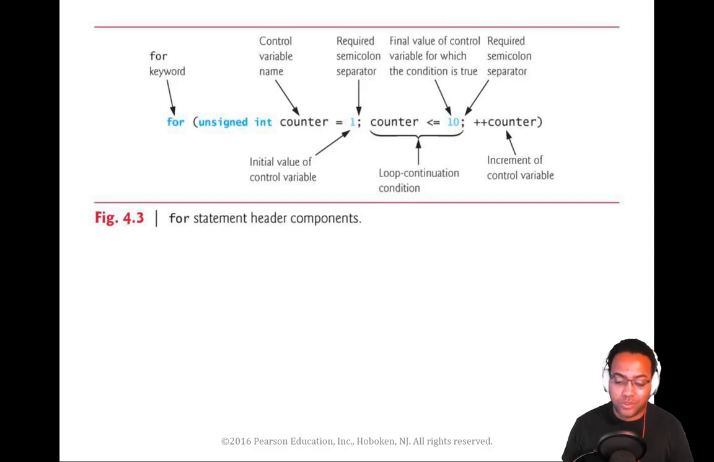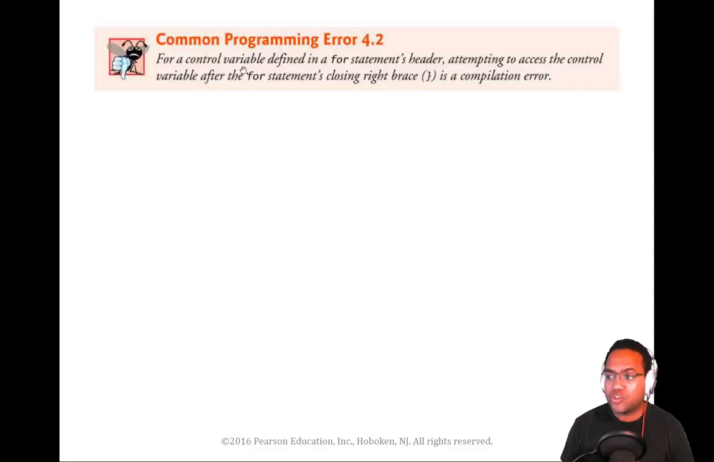Now, in most situations, you can read the blueprints and know what to build. But in languages, it's a little different. Understanding the blueprints is almost like knowing how to play a symphony by heart. So, frameworks is what really drives people up a wall, but it makes life a lot easier. Either way, that's my rant for this one. Let's keep on going. For a control variable defined in a for statement's header, attempting to access the control variable after the for statement's closing right brace is a compilation error.